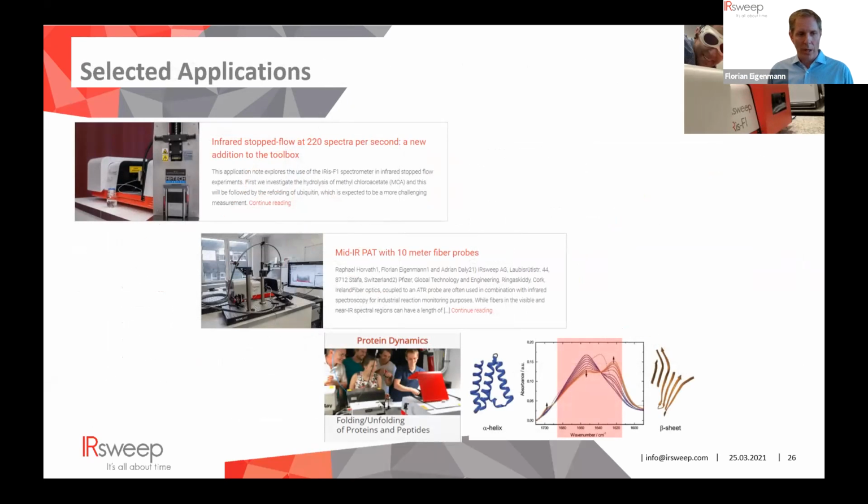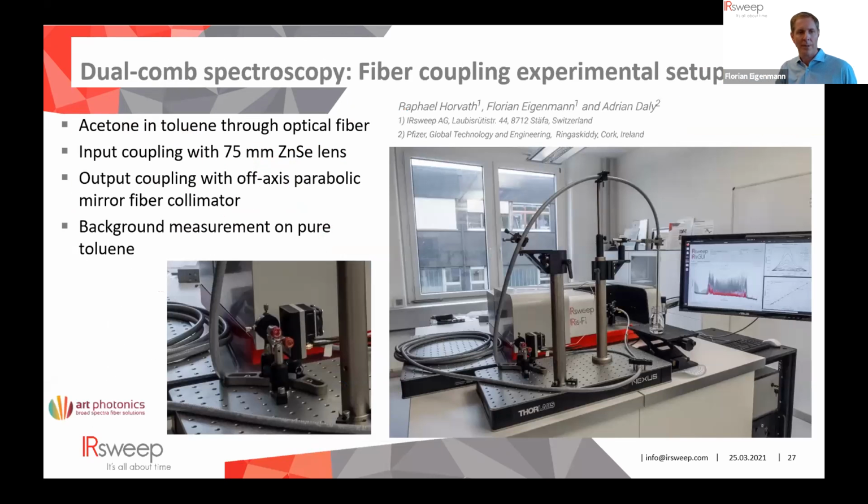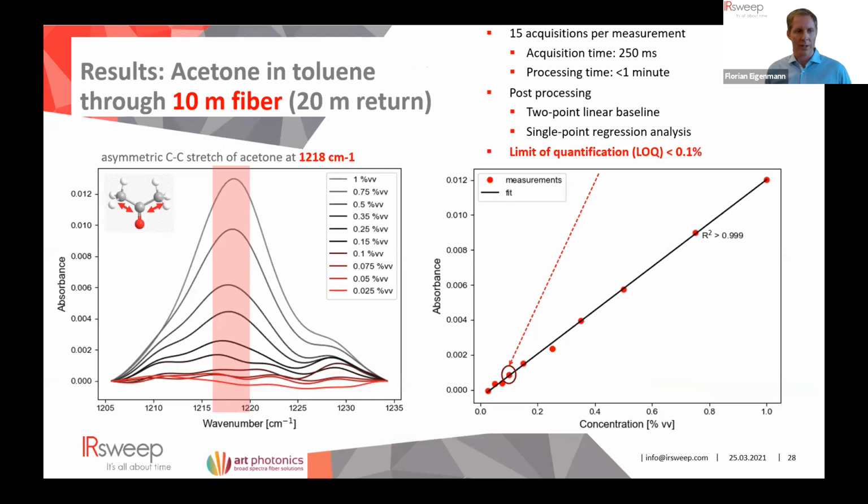Another application which is very promising is the mid-IR fiber coupling, which you can see here. This fiber coupling work was done together with Adrian Daly from Pfizer. Those measurements were performed at the end of last year. It's a 10-meter ATR fiber which we got from Art Photonics, and this shows a really nice result in the area at 1200. We were also measuring with a 1240 laser, and we measured some acetone in toluene.